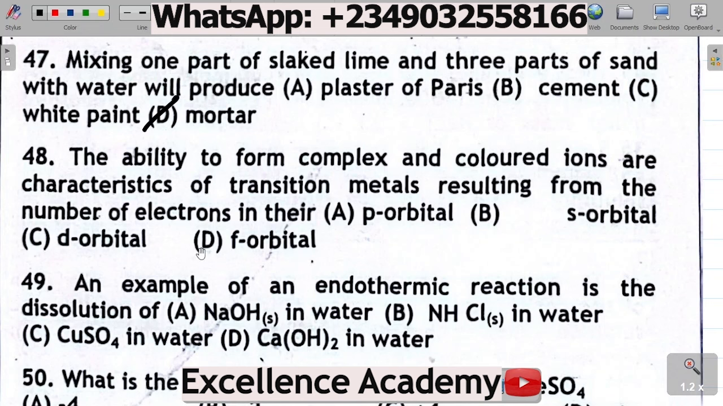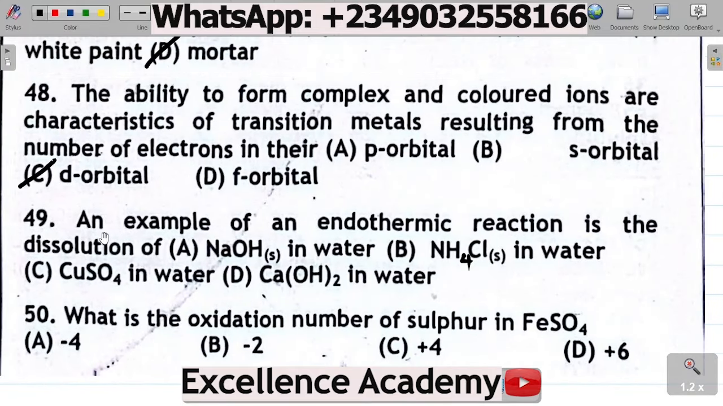For question 48, you want to note that the cause of colored complex ion in transition metal is due to their partially filled d orbitals. All right. So for this question here, the correct answer is C. Transition metals have partially filled d orbitals, causing color and complex formation.